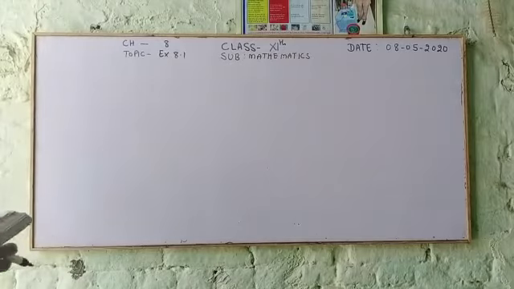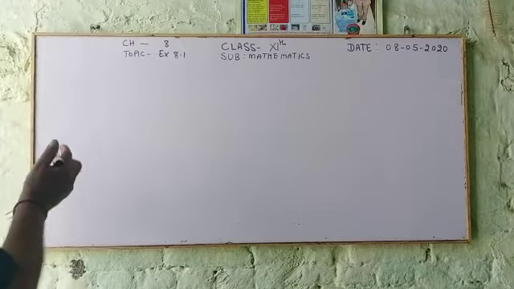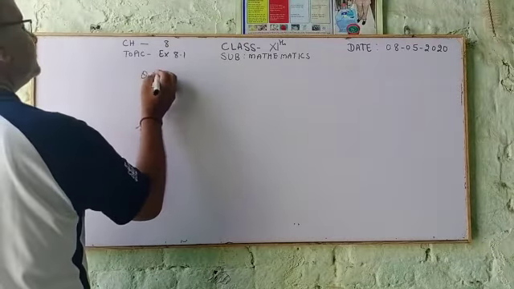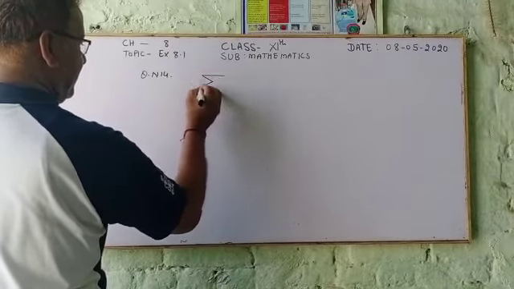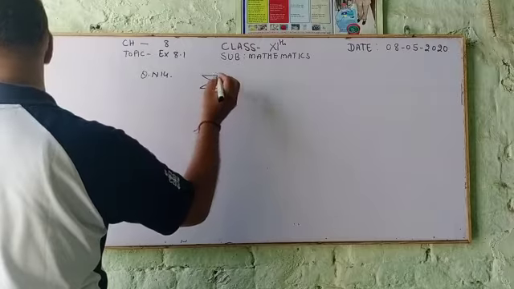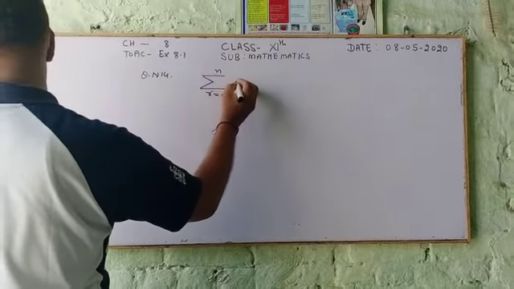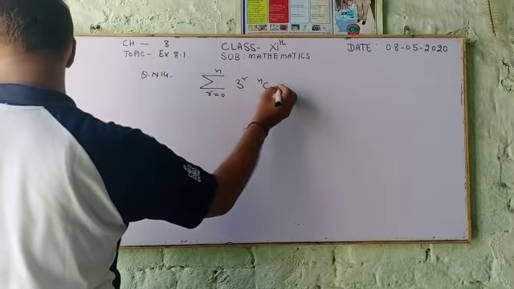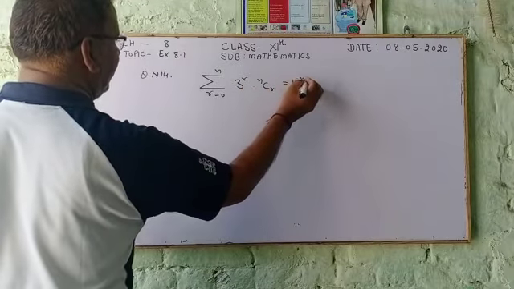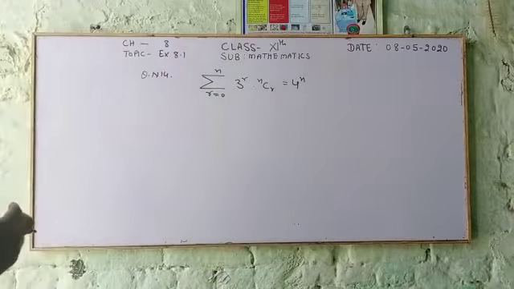Students, we are taking question number 14: sigma r from 0 to n, 3 raised to power r nCr, equal to 4 raised to power n. Prove these results.